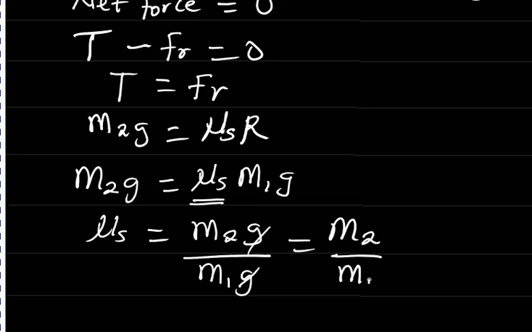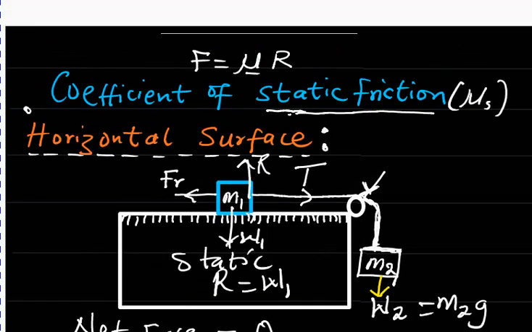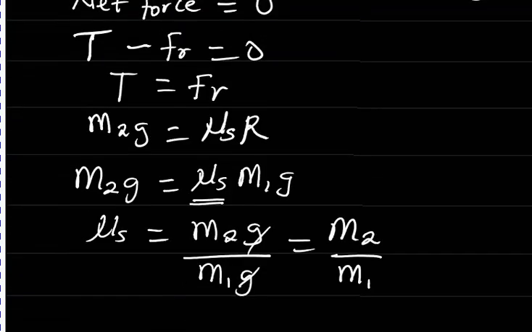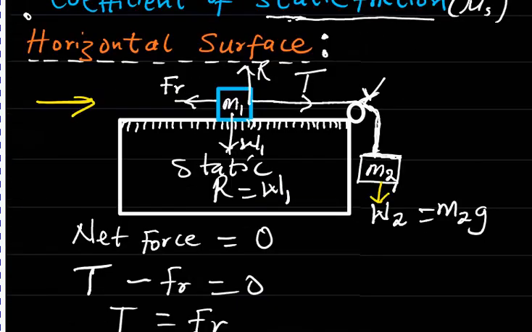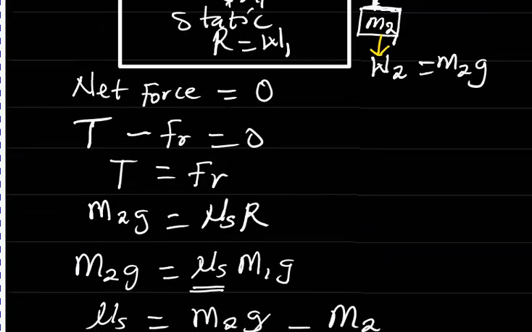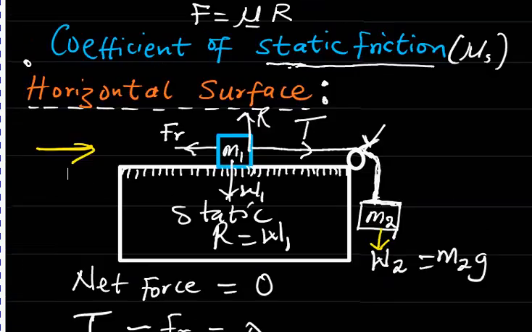Anytime you see such a diagram of a horizontal surface and you're being asked to evaluate or to write the expression for the coefficient of static frictional force, we have it as m2 all over m1. m2 is the mass of the object that is pulling the mass on the surface. All right, so please take note of that. So this is for a horizontal surface.